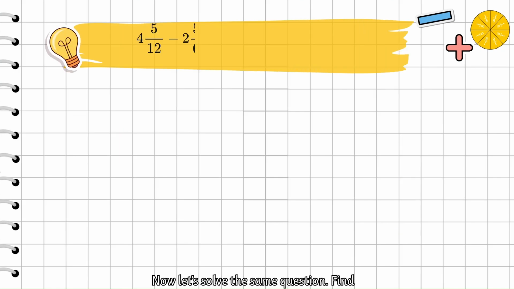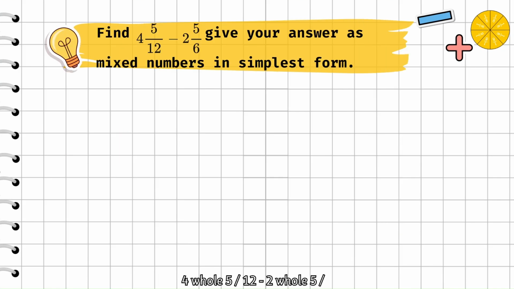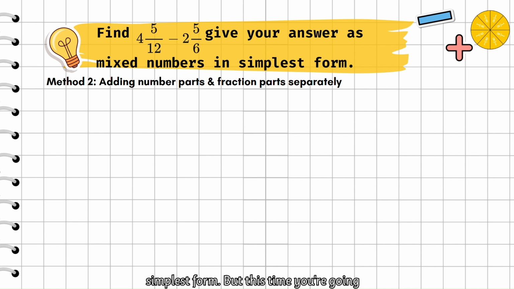Now let's solve the same question. Find 4 whole 5 over 12 minus 2 whole 5 over 6. Give your answer as a mixed number in simplest form. But this time you're going to use the second method, which is adding number parts and fraction parts separately.